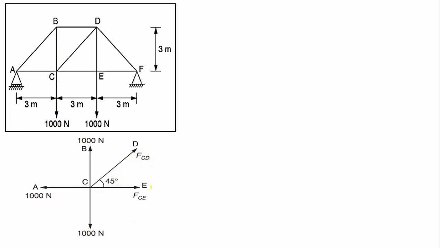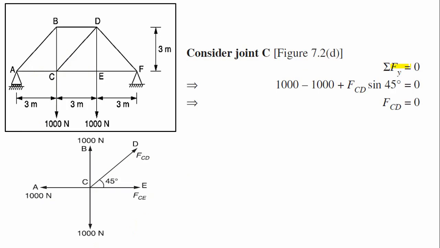Next we again apply the conditions of equilibrium, that is summation of F of y is equal to 0. You can see this 1000 newton force is moving upwards, therefore positive, plus 1000. Then the force moving downwards is negative, minus 1000. Then this has to be resolved along the y direction, moving upwards means positive. FCD, away from the angle we are resolving, therefore it is sine, so plus FCD sine of 45 is equal to 0. If you solve FCD, you will get the answer as 0.